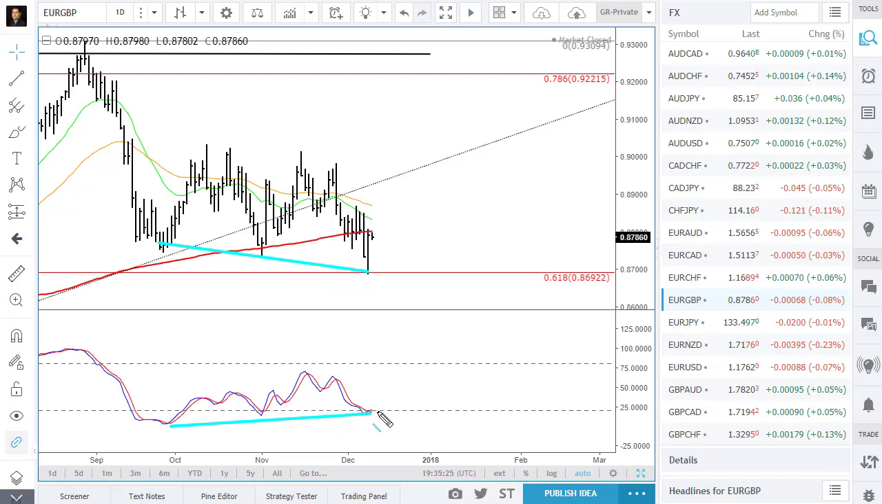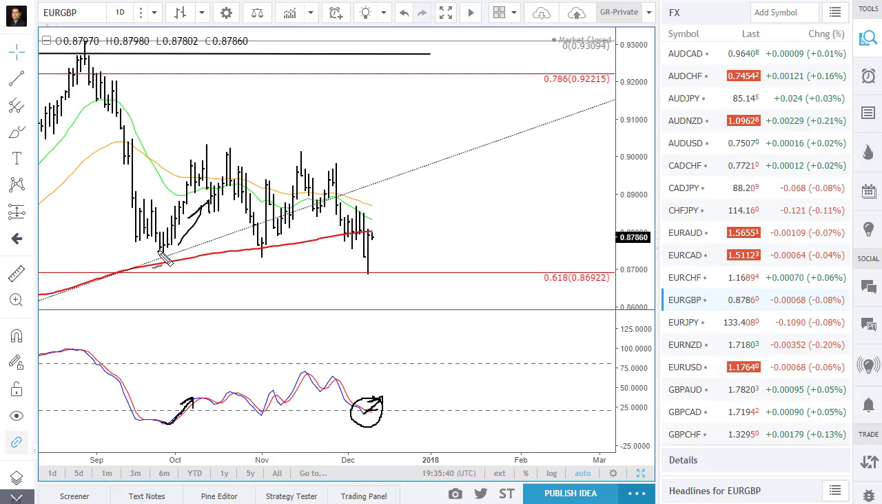And also it looks like we're getting a cross of the stochastics. Notice here that you have a bullish cross. This is at an oversold level. So this is really important here. As you can see, after you get a cross right here, if the market goes higher, which it did here, then it sets up for a pretty dramatic move.